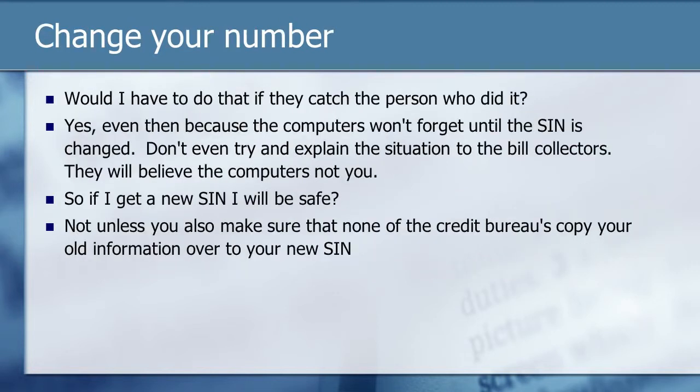Now you might say to yourself, well, why would I have to change my number if they caught the person who did it? Well, you have to do that because computers aren't going to forget. Even if they have caught the person, unless that SIN is changed, everything will still be connected to that social insurance number. So you can explain to the bill collectors it wasn't you, but they're going to believe the computers. They're not going to believe you necessarily. So you just have to make sure that you get that. And also, even if you get it, you have to make sure that the credit bureaus don't copy your old information to your new social insurance number. I mean, it's really, really a pain if this type of situation happens to you.